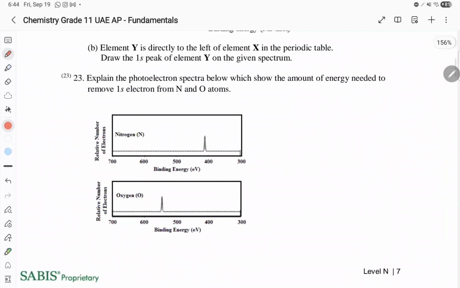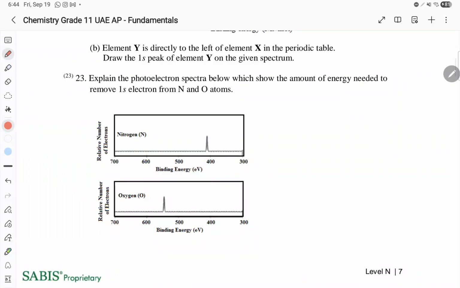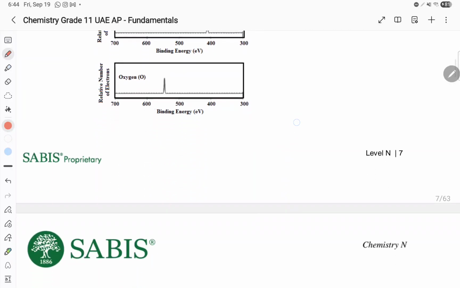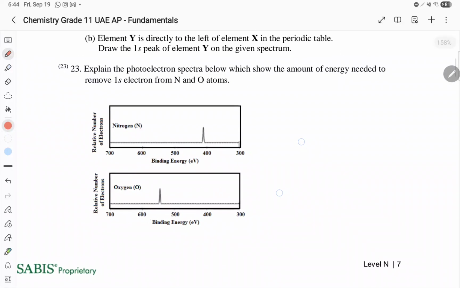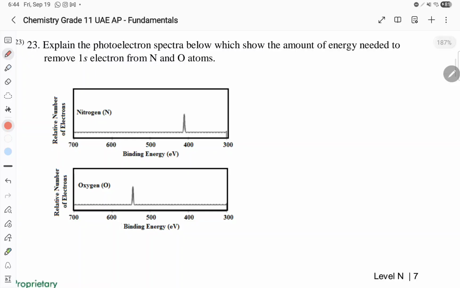Now, explain the photoelectron spectra below, which shows the amount of energy needed to remove 1s from N and from O. I think these are AP style questions, if I'm not wrong. So this spectrum shows that the 1s from N needs a little more than, like, around 400 something eV to remove the 1s. Now for O, it needs around 550 eV to remove 1s, because we're comparing the 1s peak right now.